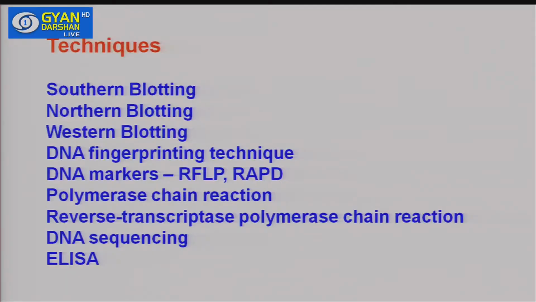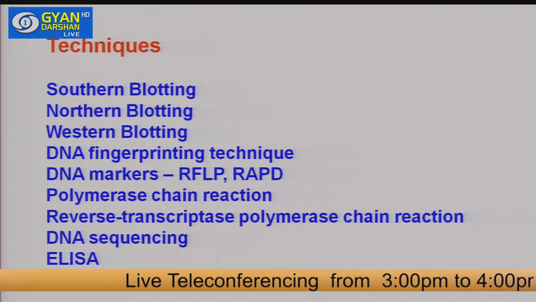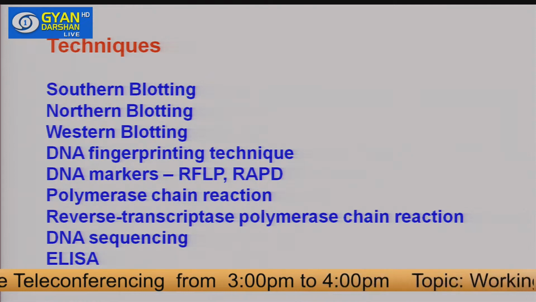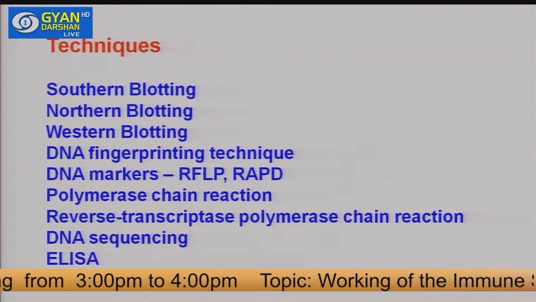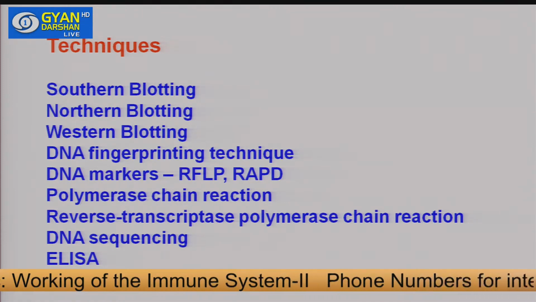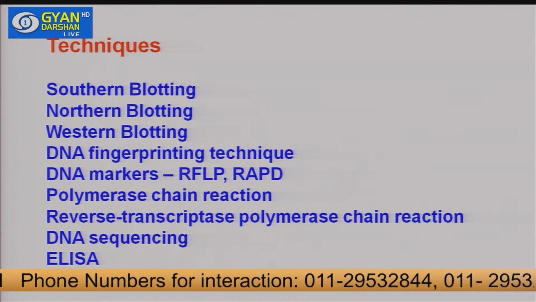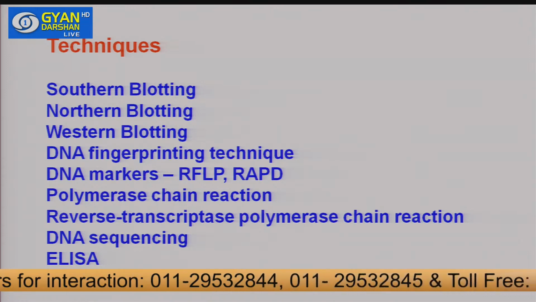The techniques that we are going to discuss today: southern blotting, northern blotting, western blotting, DNA fingerprinting technique, DNA markers, RFLP and RAPD, restriction fragment length polymorphism and randomly amplified polymorphic DNA, polymerase chain reaction, reverse transcriptase polymerase chain reaction, which we also call RT-PCR, DNA sequencing, and ELISA. ELISA stands for enzyme linked immunosorbent assay.